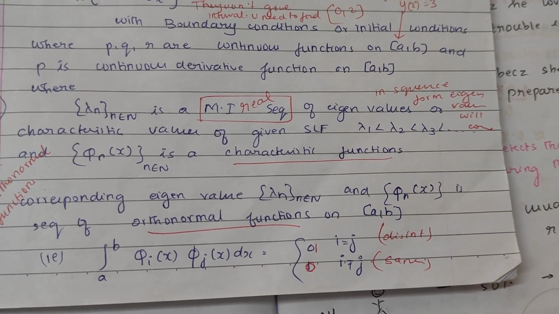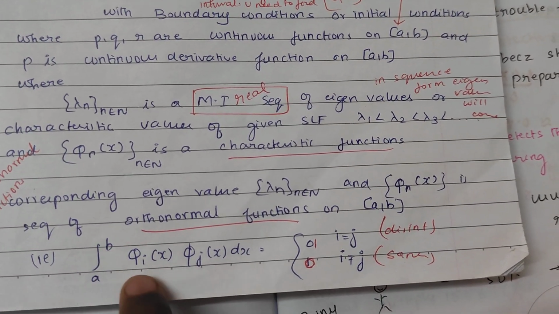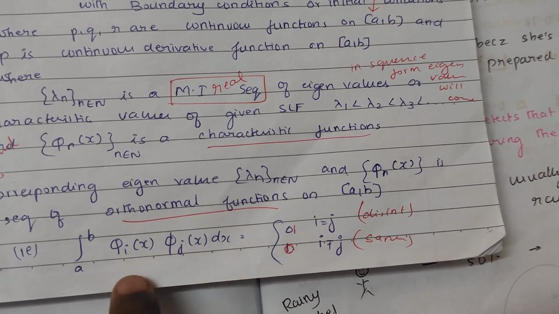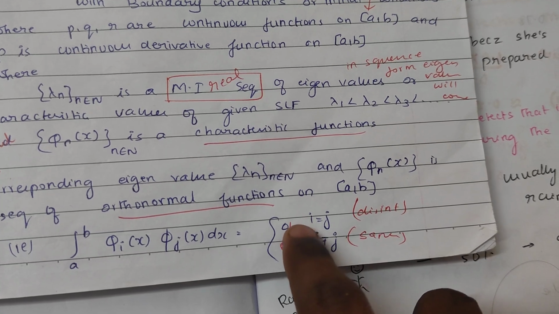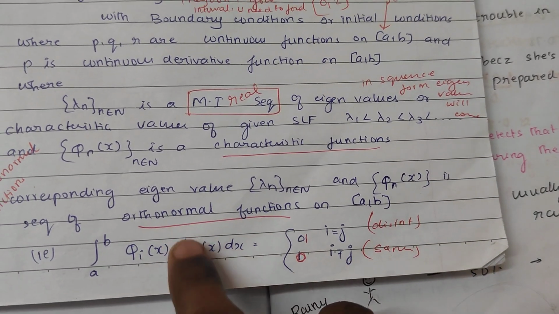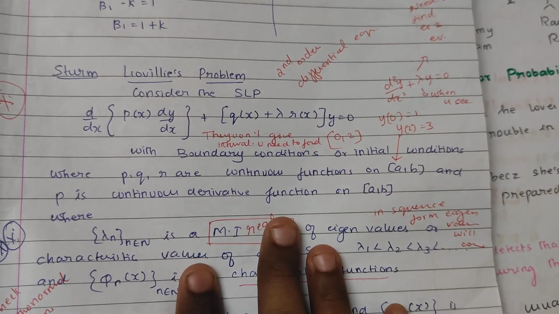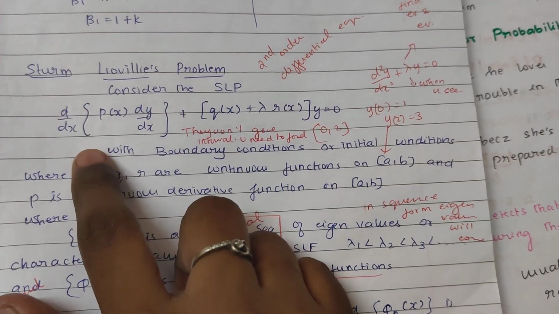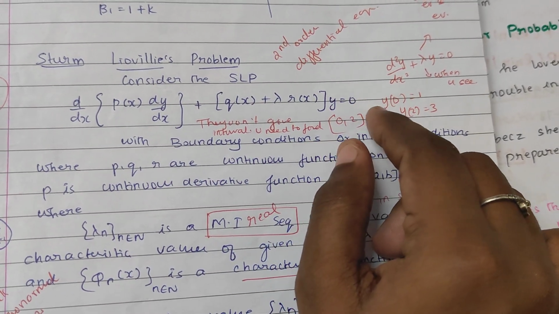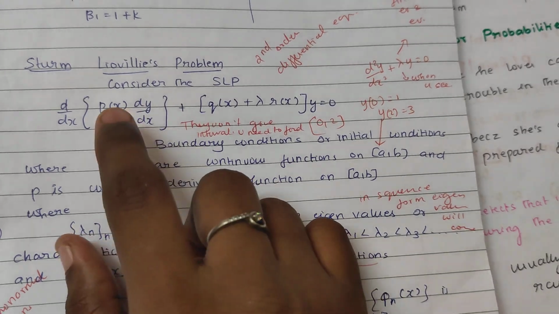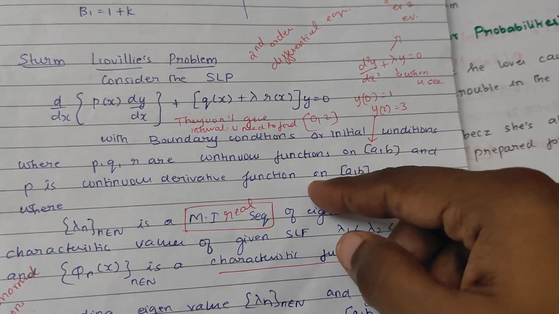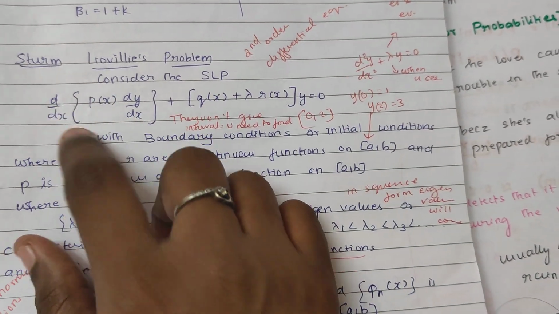What is meant by orthonormal is the integral over a to b of phi i of x into phi j of x dx. If i and j are equal, then 1 will come. If i and j are not equal, then 0 will come. That is what an orthonormal function is. So please listen to this Sturm-Liouville problem: d by dx of p of x into dy by dx plus q of x plus lambda into r of x into y is equal to 0 with the boundary condition and initial value, and p, q, r are continuous functions on a comma b, and p has a continuous derivative on a comma b, because we have a derivative, right?